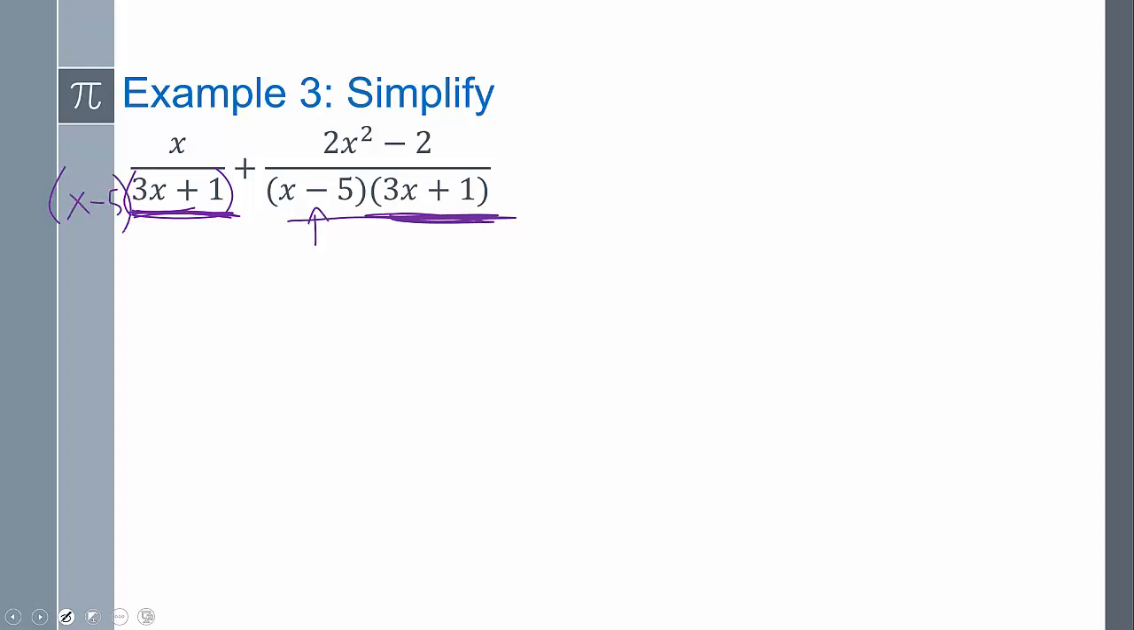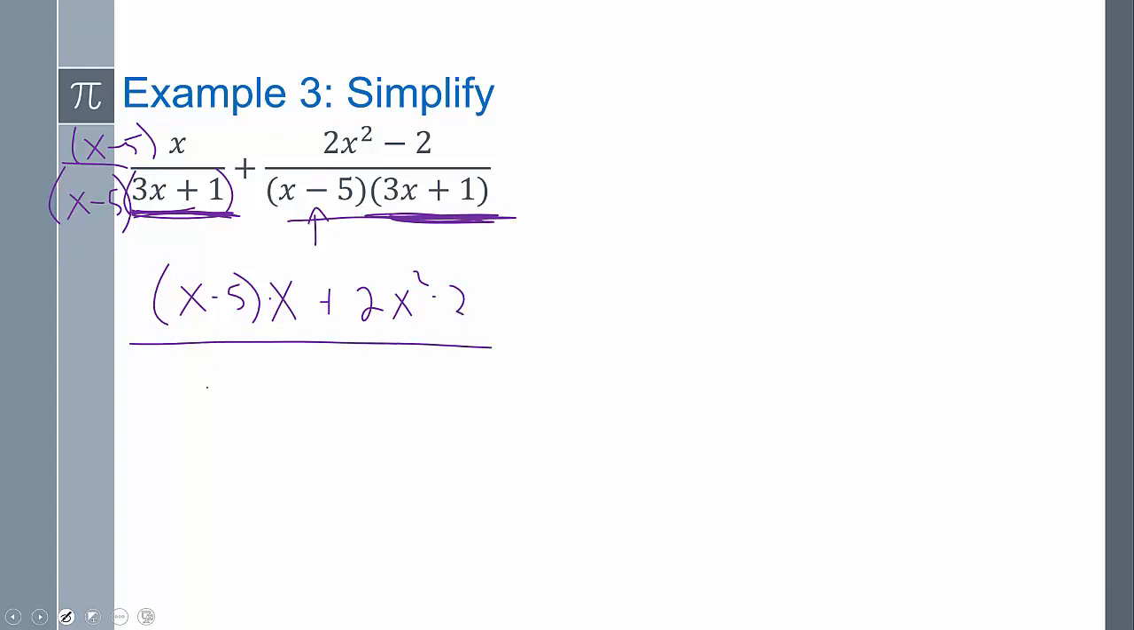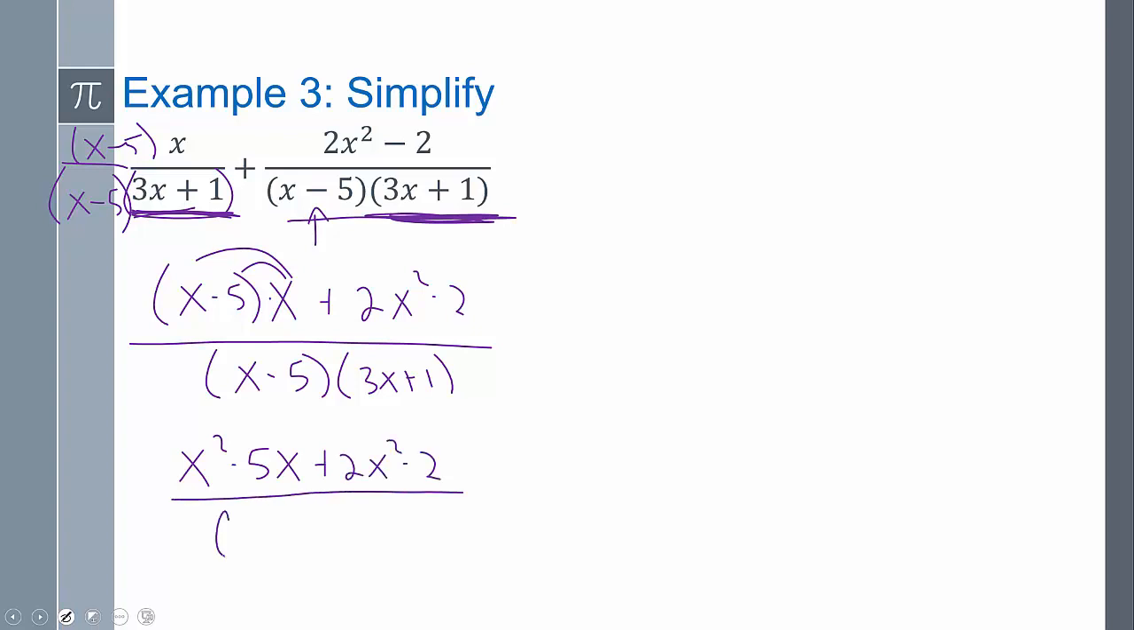So x minus 5. Now they both are the same, but I can't just put that x minus 5 out of nowhere. And so it's going to go on top as well. So now I have x minus 5 times x plus 2x squared minus 2 all over, we just keep the denominator. So now those x's distribute, and so I get x squared minus 5x plus 2x squared minus 2, and that's going to be all over x minus 5 and 3x plus 1.